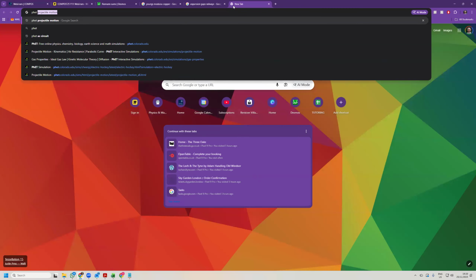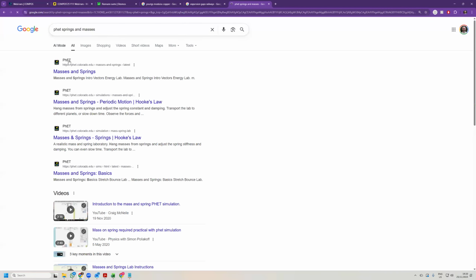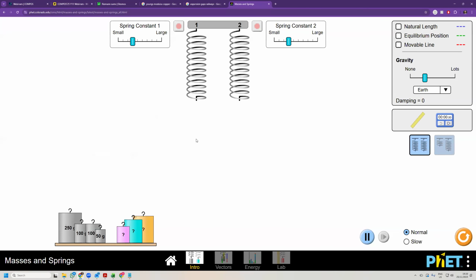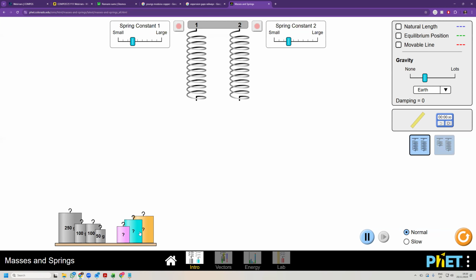So let's have a look at how it looks. Oscillations, springs and masses. That should work. So, can we have two springs? No, they don't allow us two springs. But anyway, it looks like this. Except now we have two springs in series, but the principle is the same.